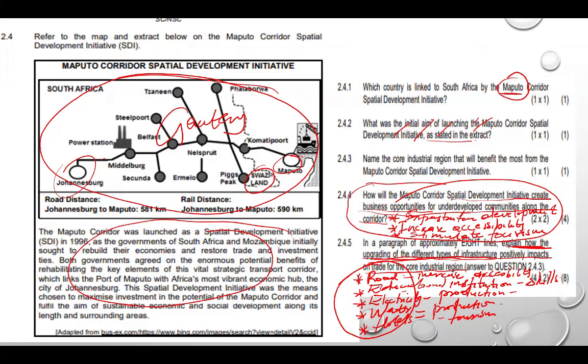Apart from that, telecommunication is going to improve. Telecommunication is going to improve communication and therefore improve production and development. We can also talk about technology. Technology is also going to improve. So there is a lot of infrastructure that is going to develop there.